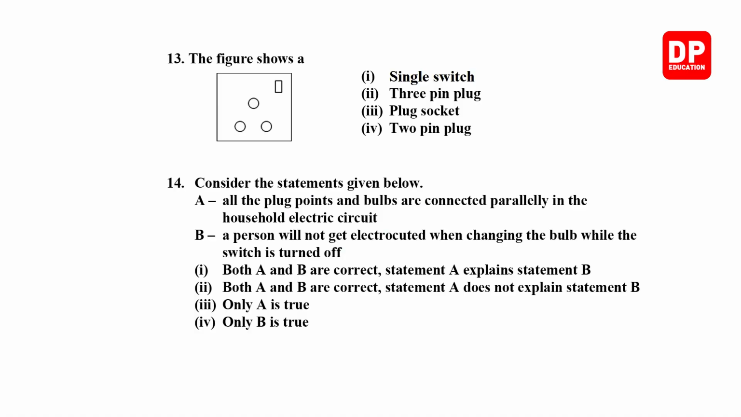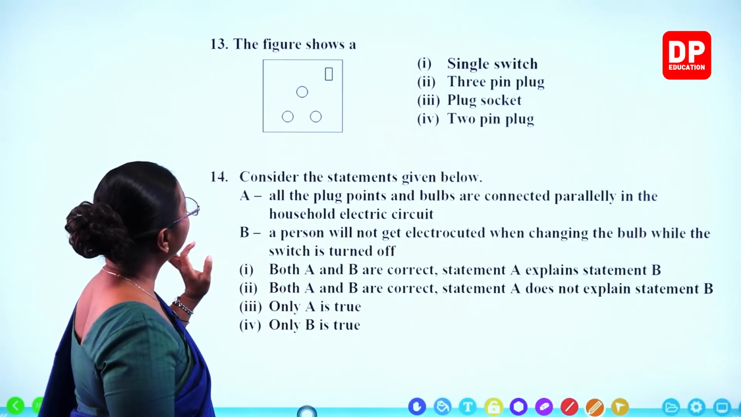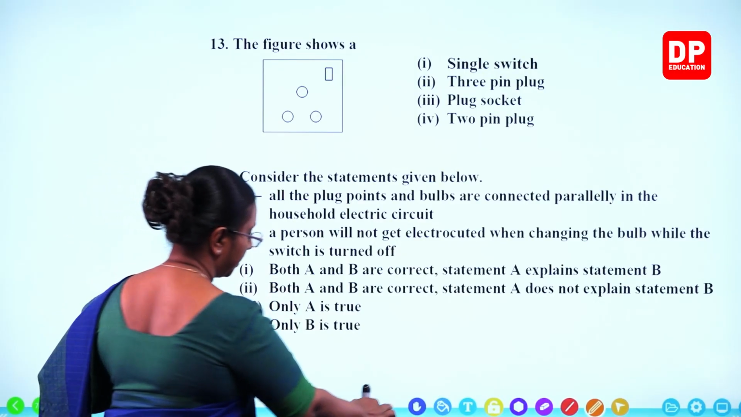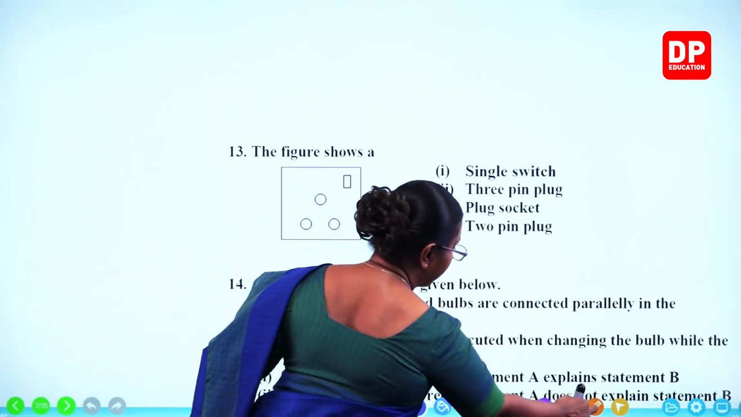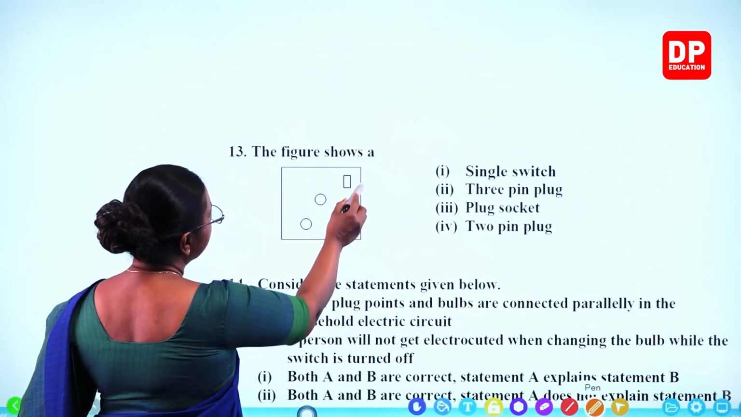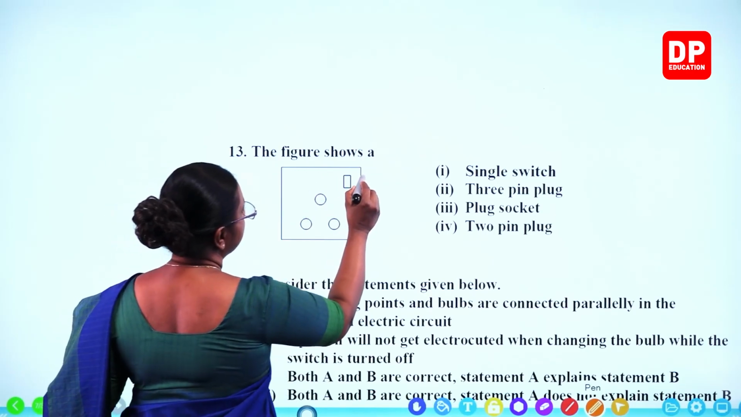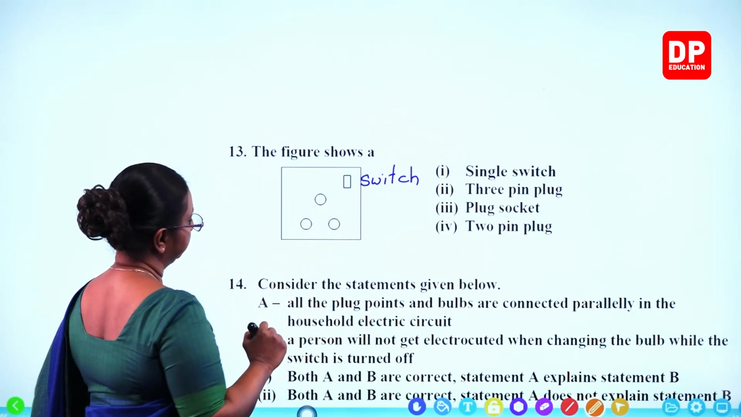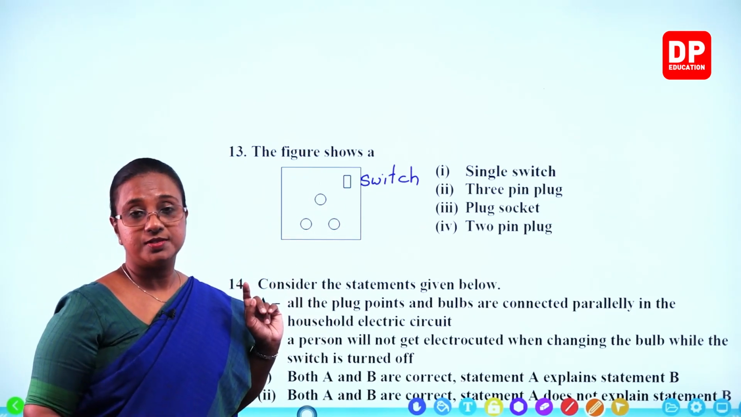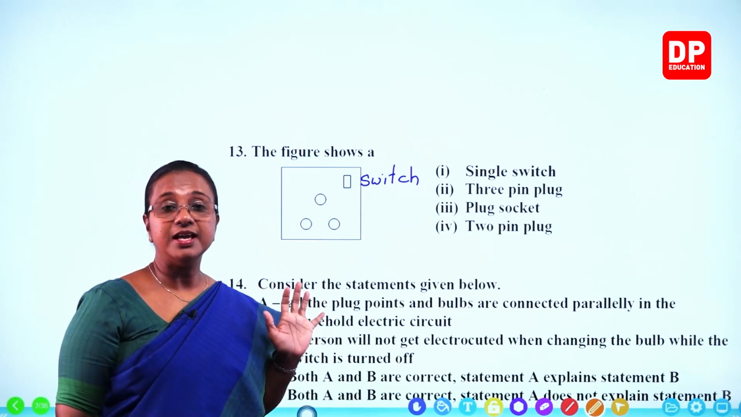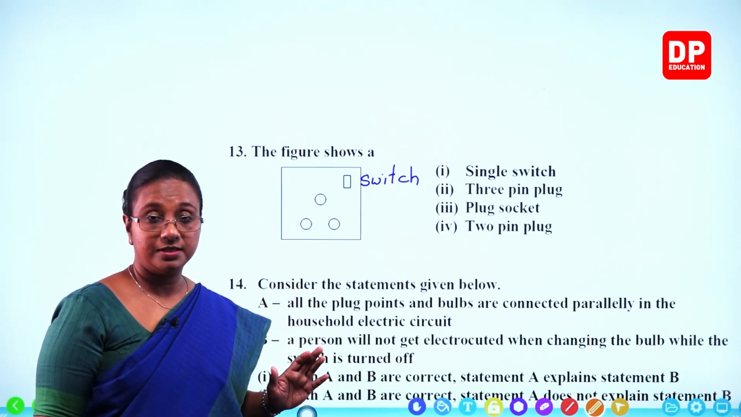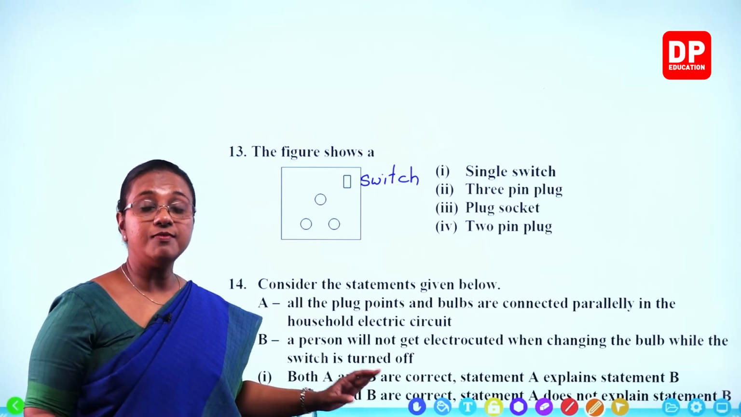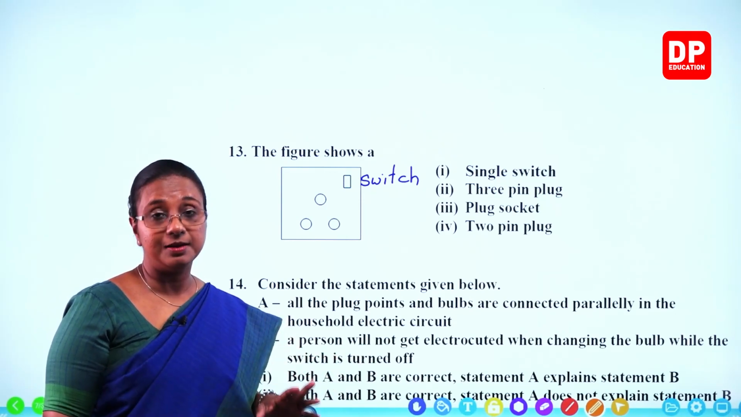So question number 30. The figure shows... here you can see, students, they have given you a figure. Now in that, what can you identify? If you look at the diagram clearly, what can you identify? Now you can see here there is a switch. And then what do you see? You can see there are 3 holes. So from that you can identify that it is a plug socket, a plug socket connected to the wall where you can plug in an electrical appliance.